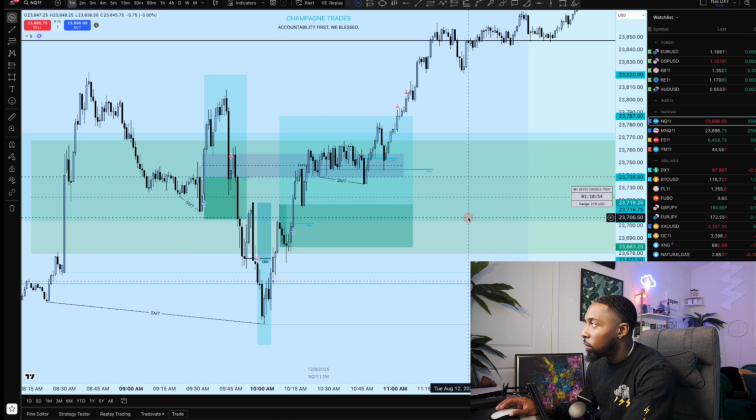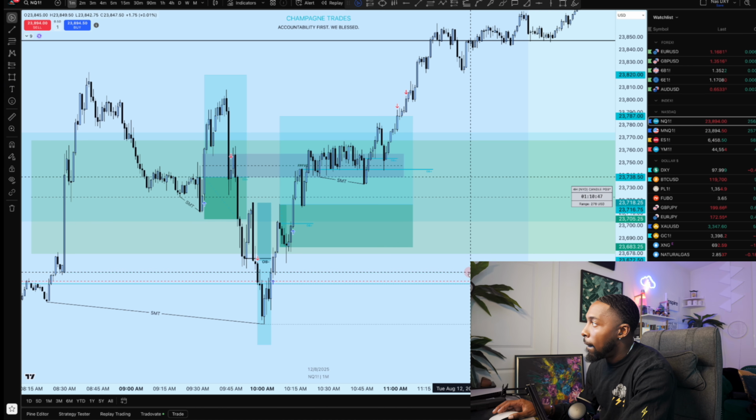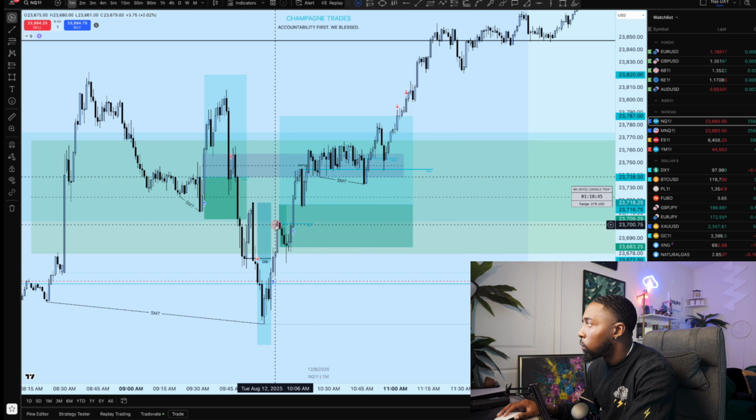But I trust in my system because I know over a longer period of time, the Champagne model is going to produce results. It's been producing results day by day. So I'm going to stick with it. So yeah, this was the order block right here.